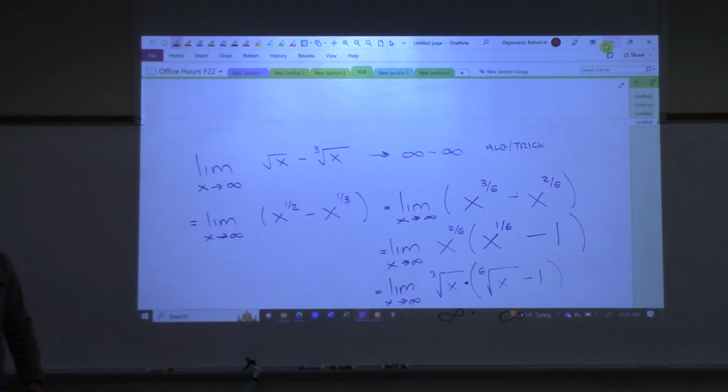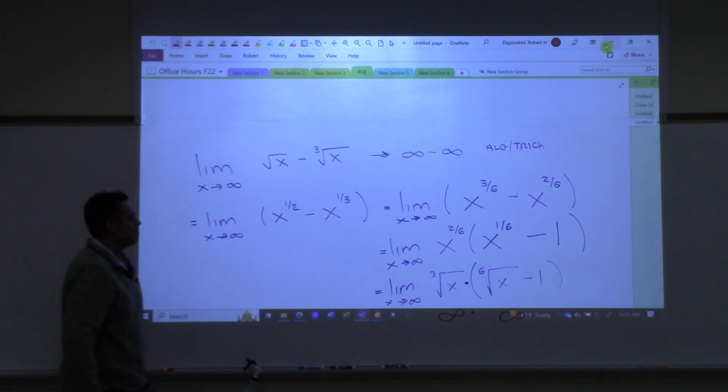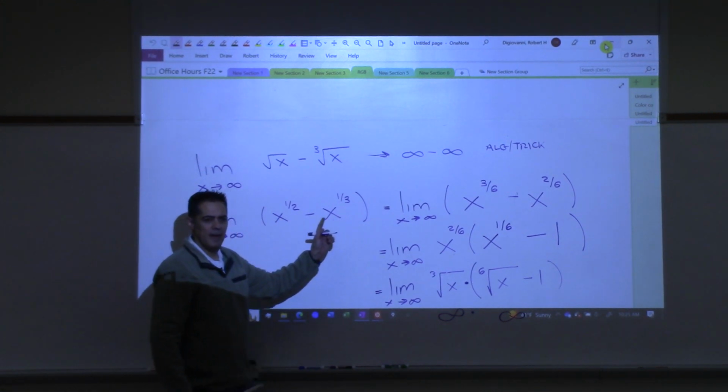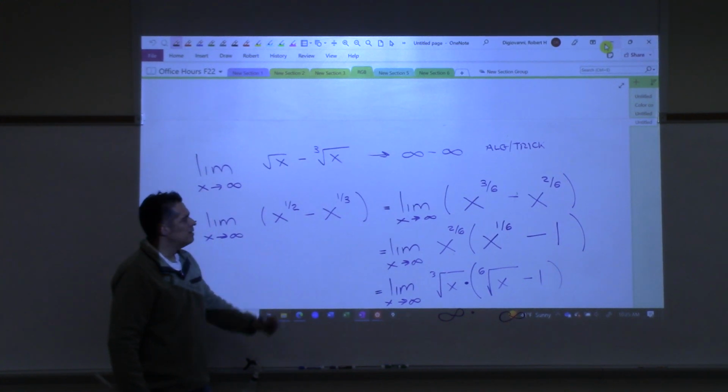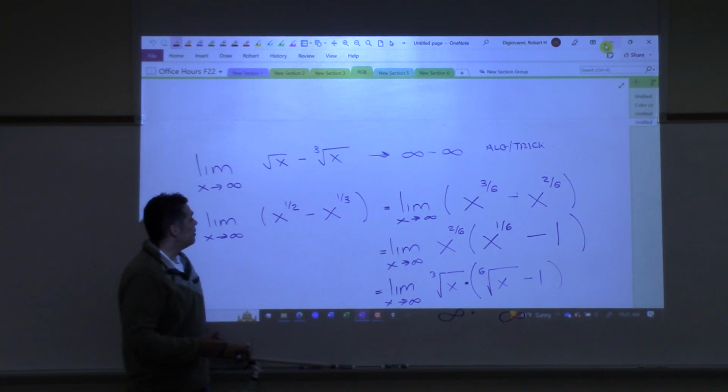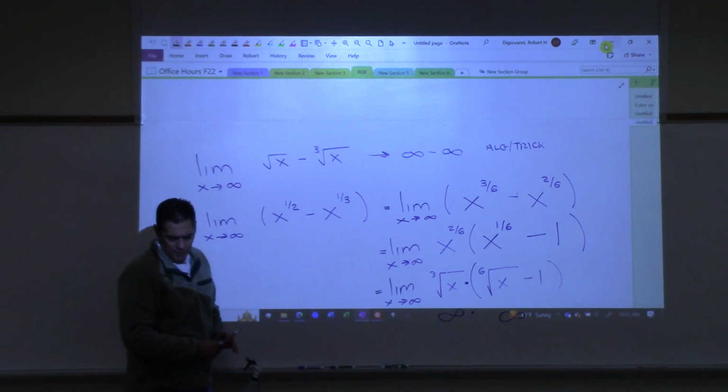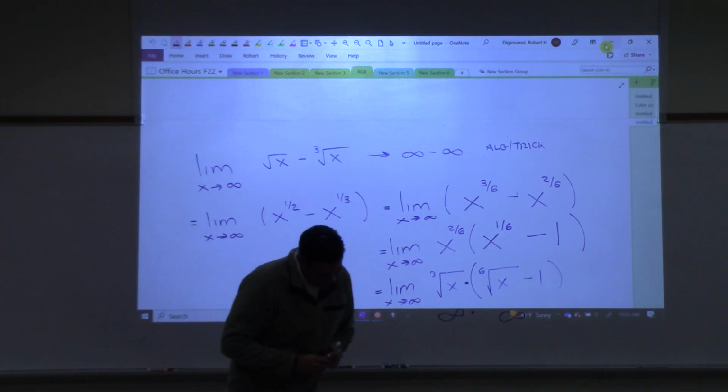What's more important here, though, is the idea that we know how to factor something like this. You don't see this in algebra, right? You don't see a factoring like this, not where you have to convert these over. Okay.